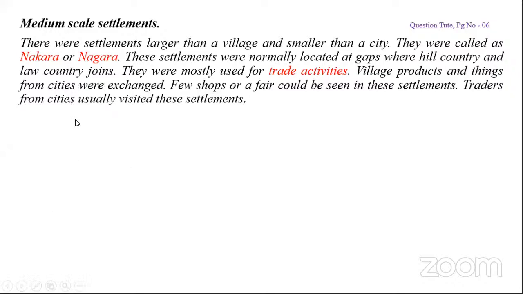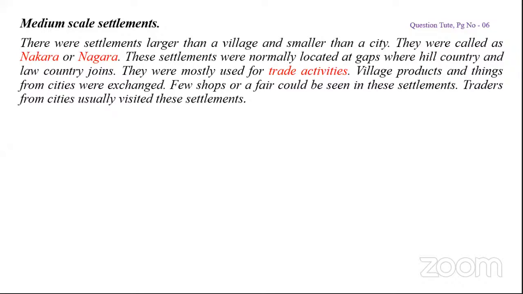So what is the second type? Medium scale. That means not a small village, not a very big urban settlement. It's a medium scale settlement. There are settlements larger than small villages and smaller than a city. They were called Nakara or Nagara. Even now we call them Nagara. That means they were not large urban settlements, but they were urbanized settlements.